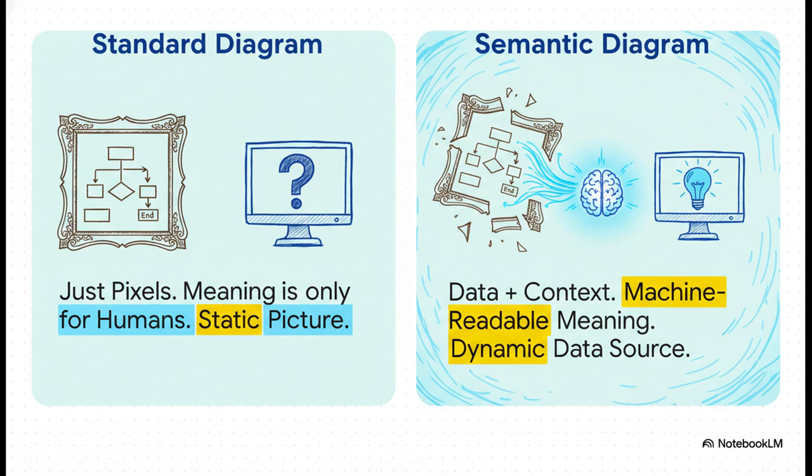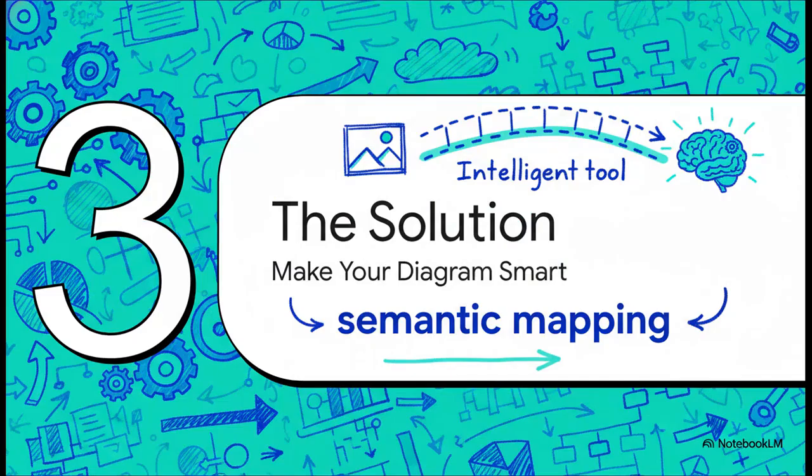But a diagram with semantics, that's a whole different beast. It's data that has context. It has a meaning that a machine can actually read and understand. And that transforms it from a static image into a dynamic, living source of data. So how do we fix this? How do we get from a simple picture to this intelligent tool?